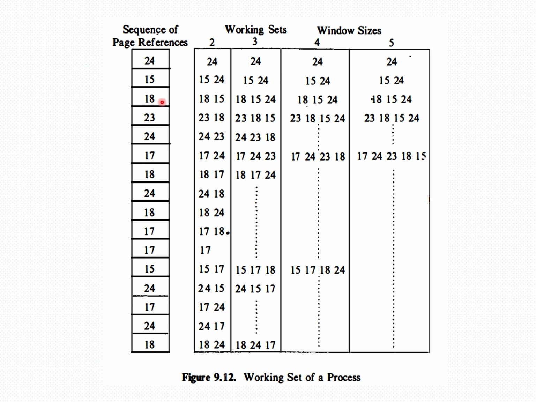The next one is page 18 on demand. So 18 is not available. If you consider this case, 18 is not in the working set, which has only 15 and 24. So one page has to be swapped out. The least recently used algorithm is used here. 24 is the least recently used, 15 was recently used. So 24 will be swapped out, and the new page 18 is swapped in.